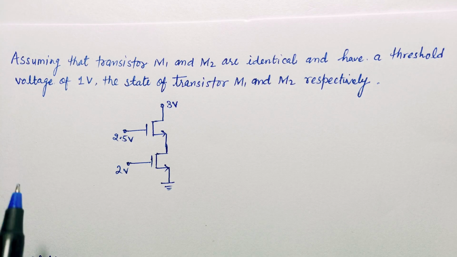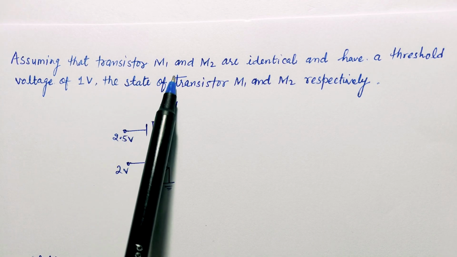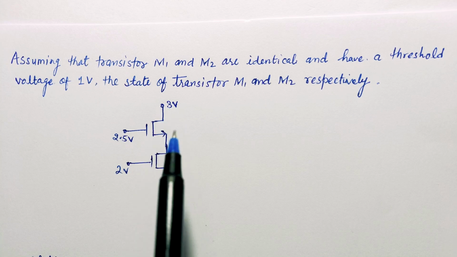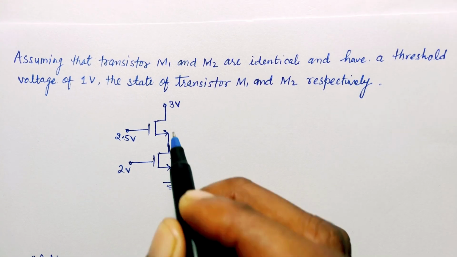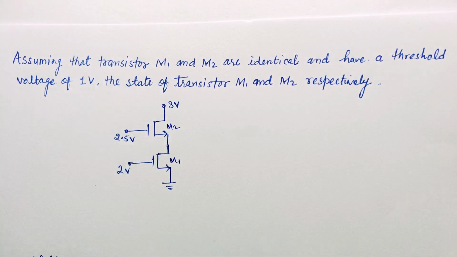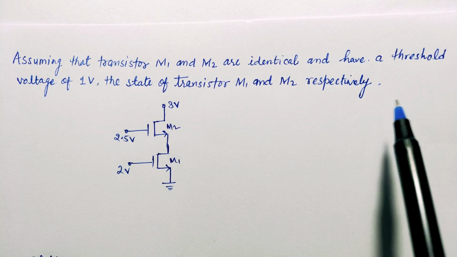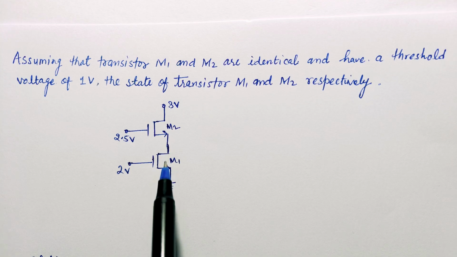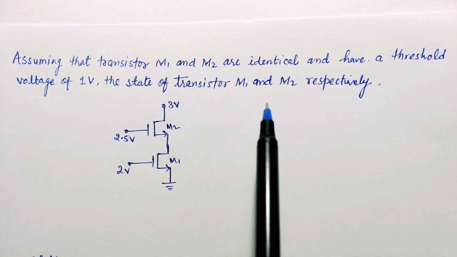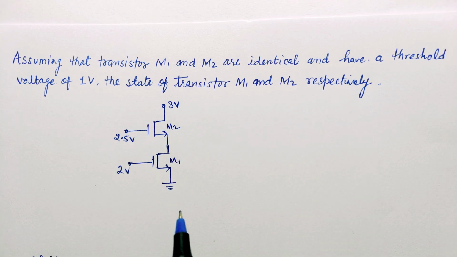Let us see a question. In this question, it is said that assuming that transistor M1 and M2 are identical. So this transistor is M1 and this transistor is M2, both transistors have identical parameters and have threshold voltage 1 volt. So VTH of both transistors is 1 volt. We have to find out the state of transistors M1 and M2, respectively. Let us see how we can solve this question.